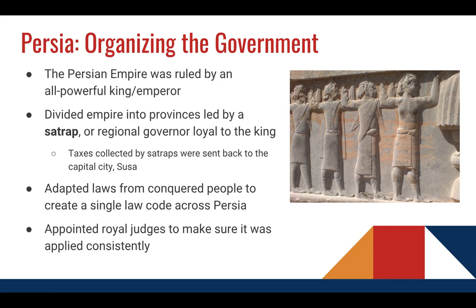Another thing that the Persian Empire does is that they create a single law code across their empire. And they don't just make a law code and then impose it on everyone else. They actually take some laws from every region they conquer in order to make a unified law code that everyone will accept. And to make sure it was applied consistently, they appointed royal judges to go throughout the empire to make sure that the courts ran smoothly.